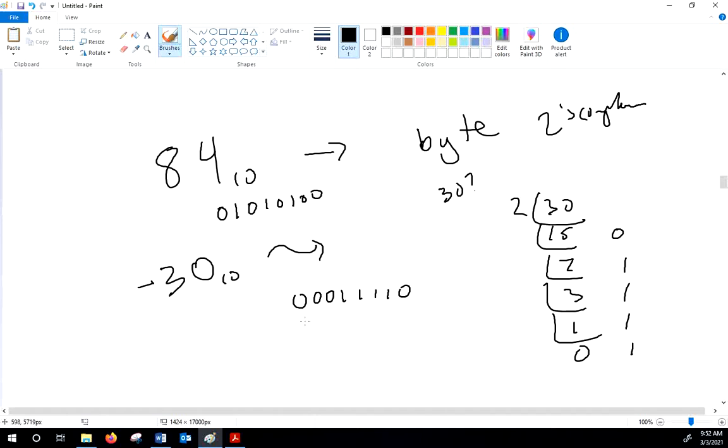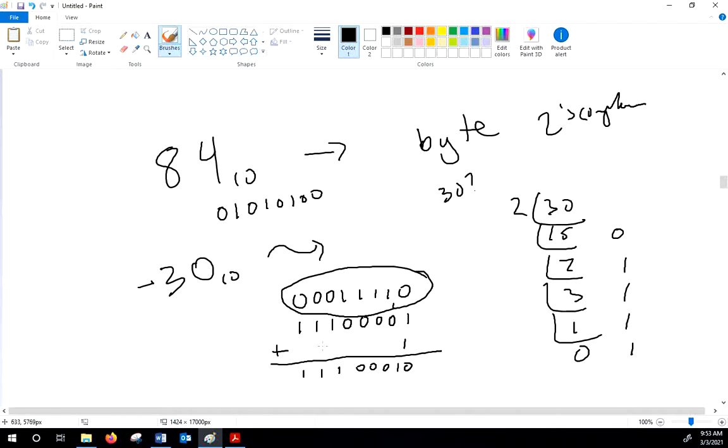But to make it negative 30, you flip all the bits. So all the ones become zeros, all the zeros become ones. This is called notting, N-O-T. You're notting each bit. Then you have to add one. And it ends up being that the complement of this number will always, starting at the right, keep everything the same until you get to the first one, and then after that everything will change. So this number is -30. And that is it for today.